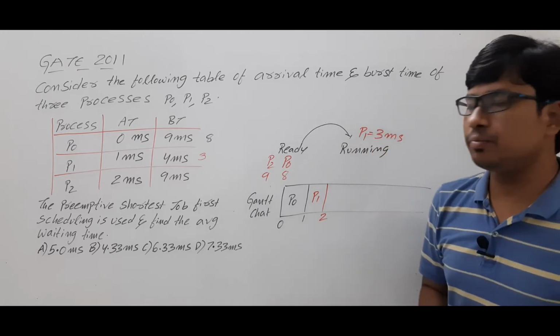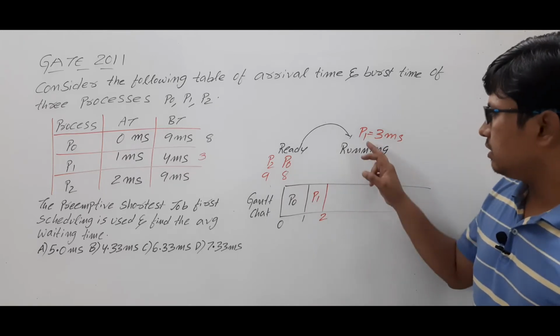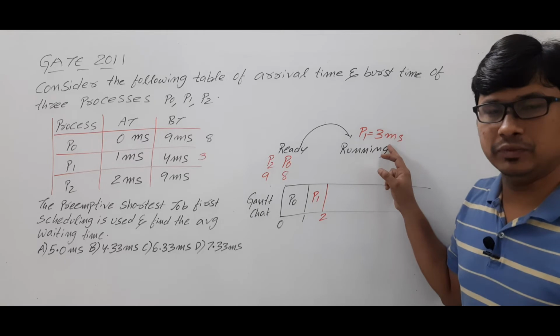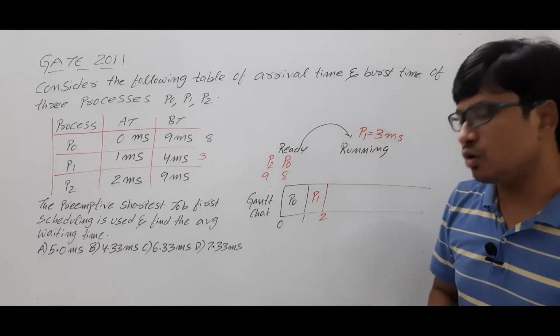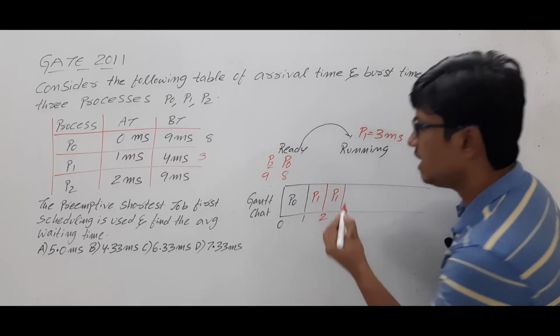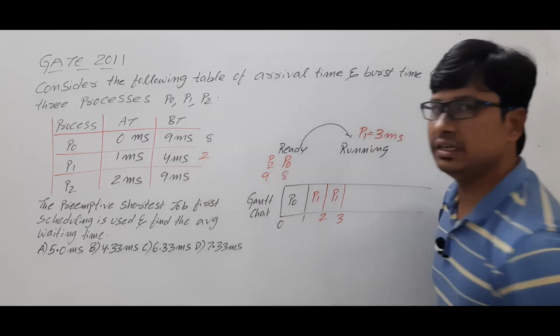If you compare the processes in the ready state and the running state, the process in the running state needs less burst time. So we need not do the context switching. We can execute the process P1 for another 1 millisecond. Then its remaining burst time is 2 milliseconds.